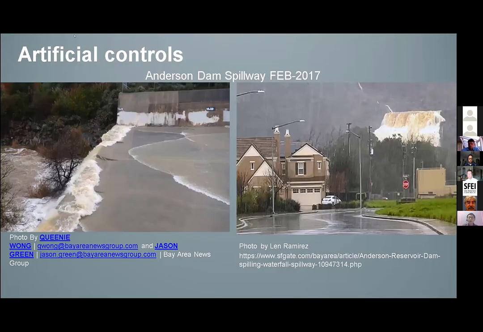And on top of those variables, there are hundreds of reservoirs and other artificial controls that change the rainfall runoff process in this region. So here are just two photo examples of how the artificial controls can change the rainfall runoff process.